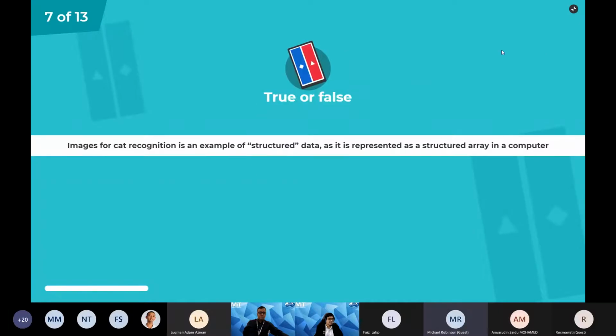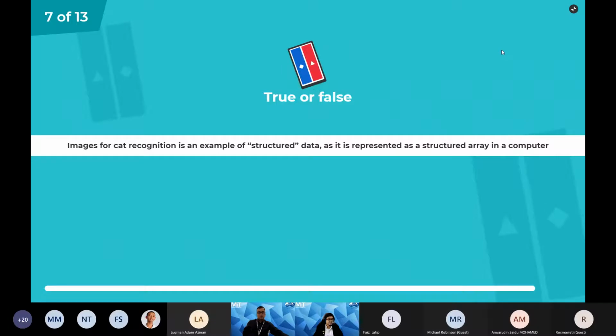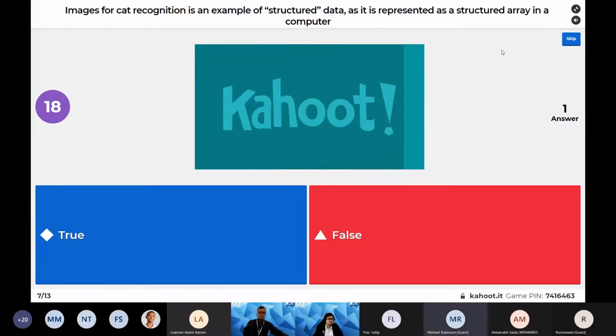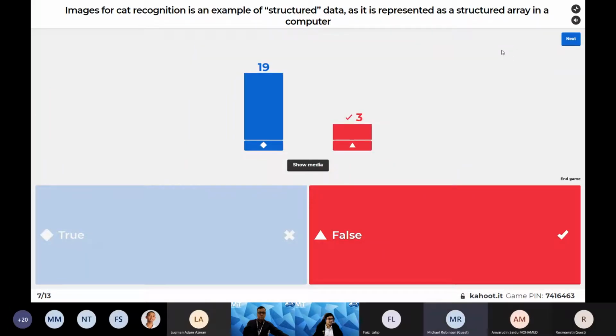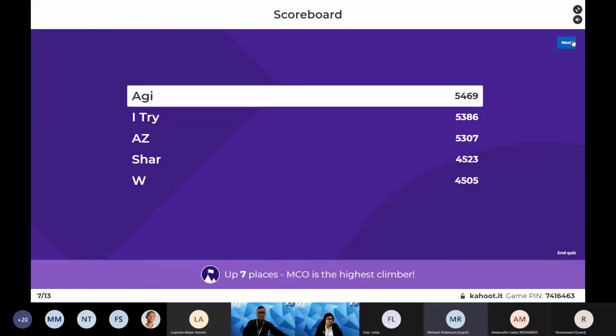Okay, this is a true or false question. Images for cat recognition is an example of structured data because it is represented as a structured array in a computer. True or false? All right. Answer is false. Okay, very few got that right. Okay, and AZ in the lead.